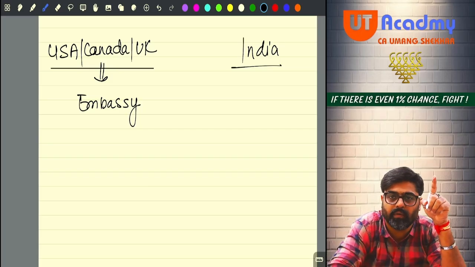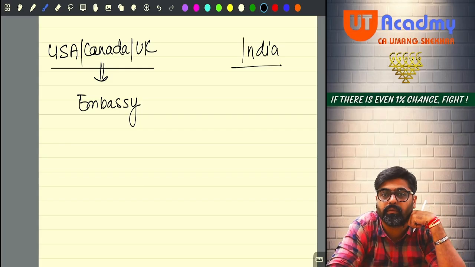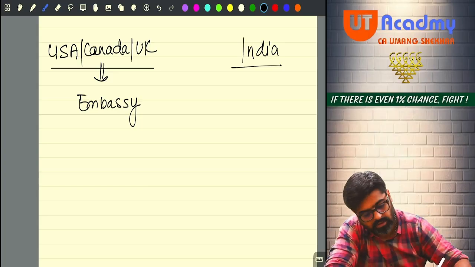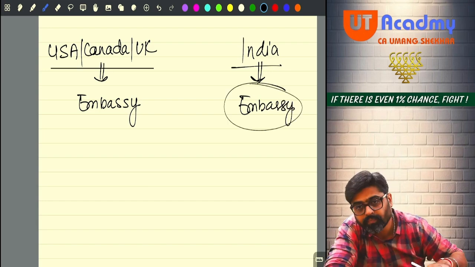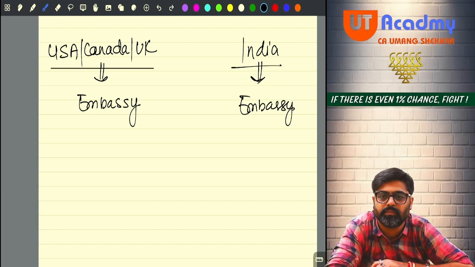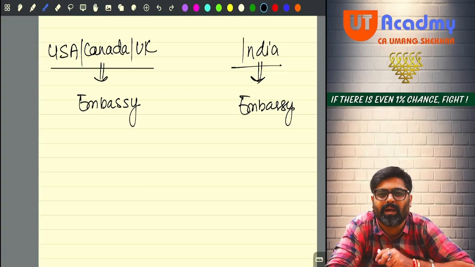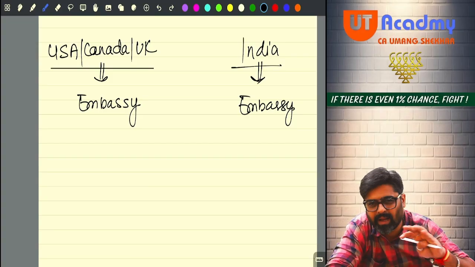India will have an embassy in the US. Likewise, the US will also have an embassy in India. Yes or no? An embassy can be there, a consulate office can be there, a high commission office can be there. Commission, high commission, embassy, legation, consulate office. It can be any type.